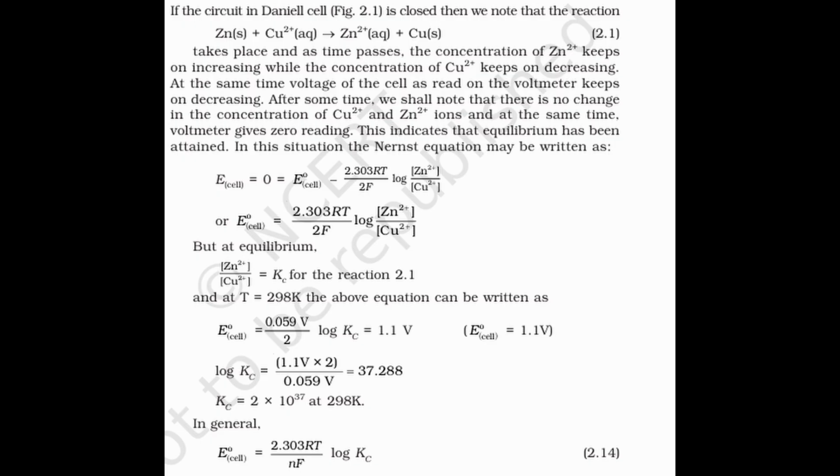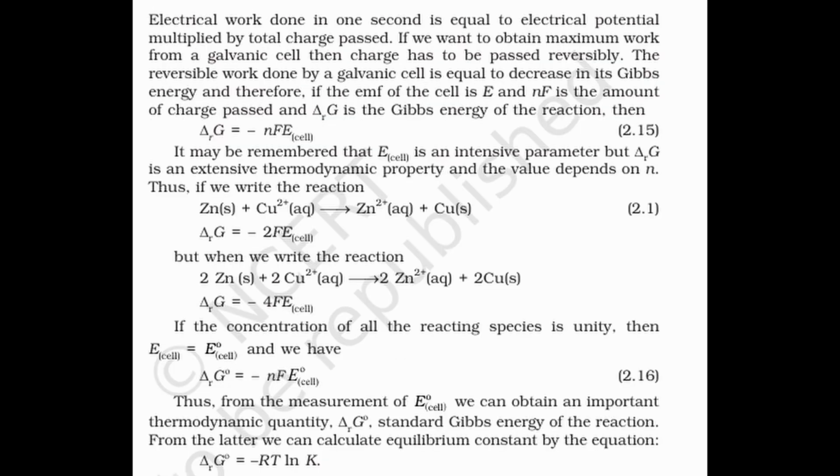At 298 Kelvin, this relationship becomes a very simple logarithmic equation. This is extremely powerful because it allows us to calculate equilibrium constants for reactions that are otherwise difficult to measure experimentally. A large value of the equilibrium constant means the reaction is highly spontaneous in the forward direction, which corresponds to a large positive standard cell potential. Next, let us relate electrochemistry to thermodynamics.